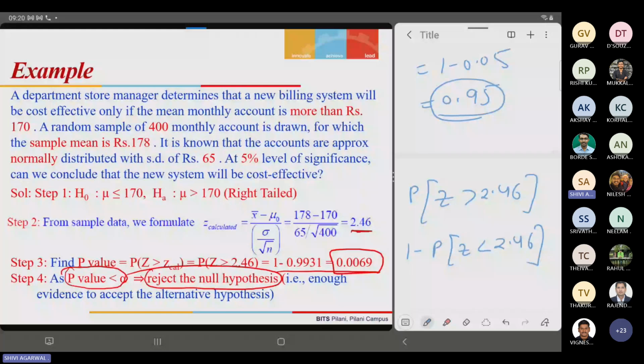It is given in the question. Don't worry, Mr. Randhir. See the previous year question paper, which is already uploaded on the eLearn portal. Please check. It is clearly mentioned that you have to calculate the p-value and then conclude. Step 3 is the p-value. It is a right tail. So probability of Z is greater than Z statistic. Z statistic you have already calculated, 2.46.